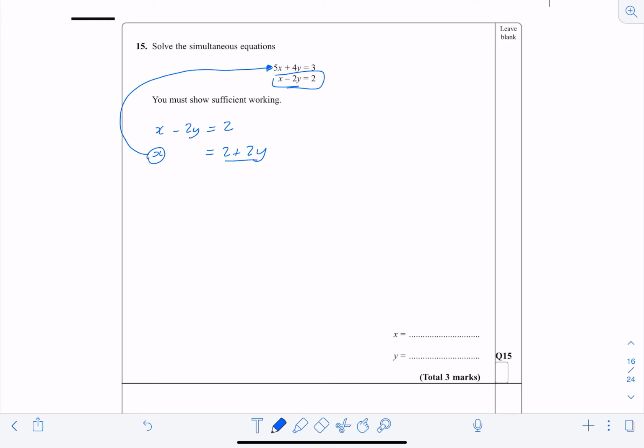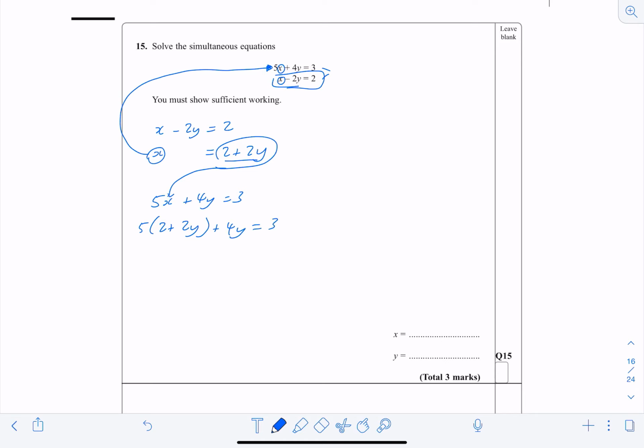Simultaneous equations means that you want to find a solution, an x and a y, that works for both equations at the same time. So the x in here will equal the x in there, which is why I can substitute. So here I got 5x plus 4y equals 3. I'm going to substitute 2 plus 2y as that x right there. So I get 5 times (2 plus 2y) plus 4y equals 3.